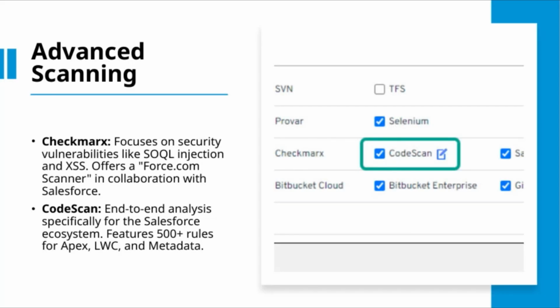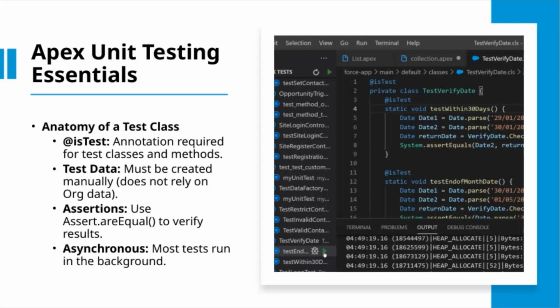Let's talk about advanced scanning tools that help keep Salesforce apps secure. Checkmarx zeroes in on vulnerabilities like SOQL injection and cross-site scripting, offering a specialized Force.com scanner made with Salesforce. Then there's CodeScan, which takes a broader approach with over 500 rules covering Apex, Lightning Web Components, and metadata. Both tools provide deep, end-to-end analysis tailored specifically for the Salesforce ecosystem, a crucial step in protecting your code from hidden threats.